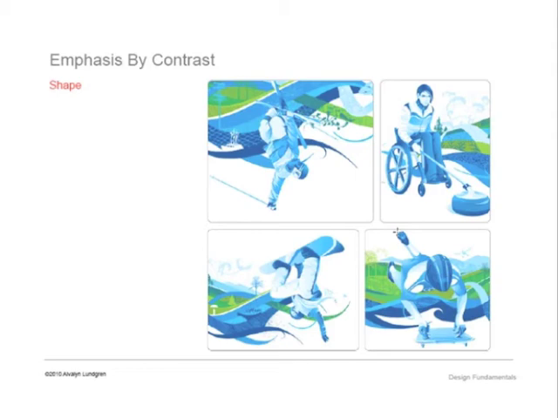Another way to create emphasis is through different shape. And so these motifs are from the Winter Olympics in Vancouver, and the dominant shapes are the kind of wave-like shapes, and then the contrast of shape gives us, or is in the human forms, the athletes themselves.